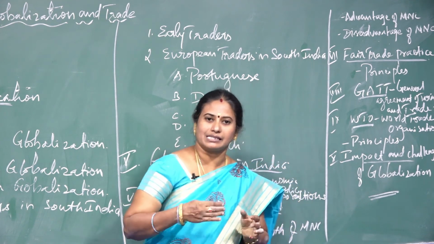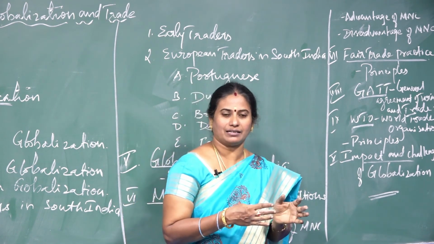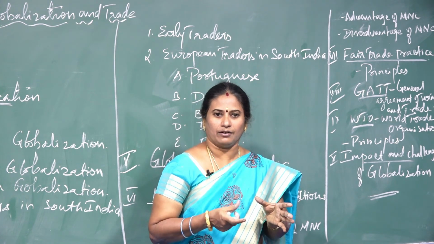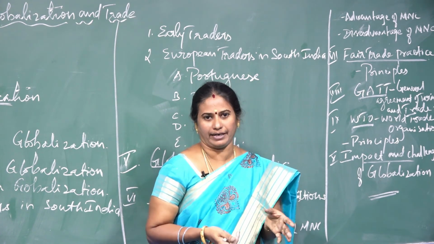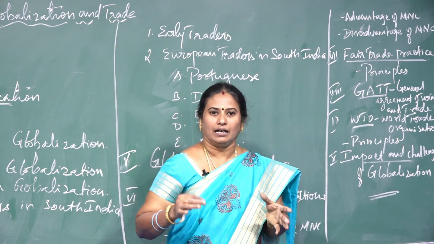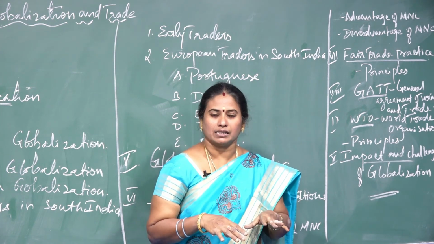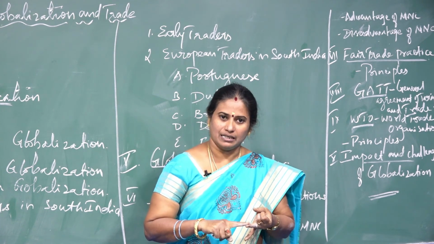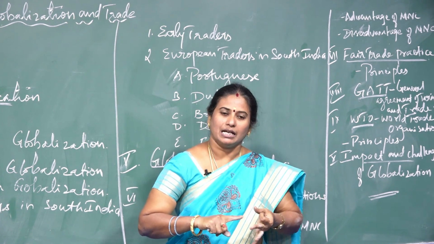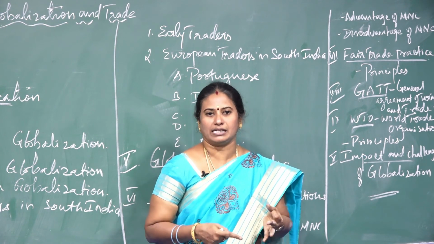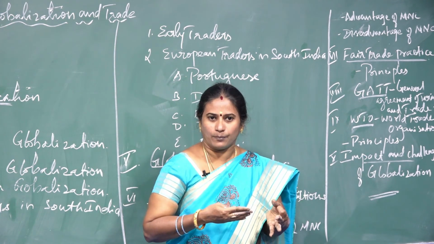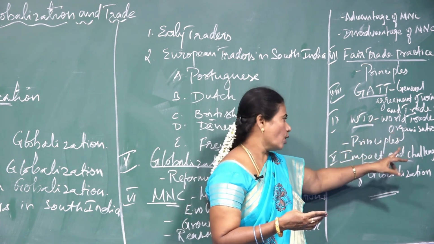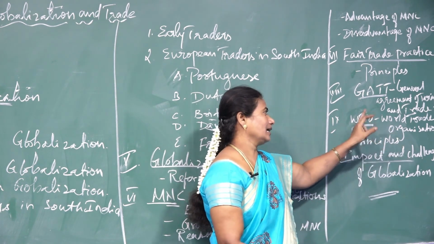I want to tell three things about the WTO. Its headquarters is Geneva, Switzerland. It was started for the regulation of international trade. And its members include the Director General, 4 Deputy Director Generals and 600 officials belonging to 80 countries. These are the three things about the WTO. Along with that, I want to tell about the principles of the WTO.